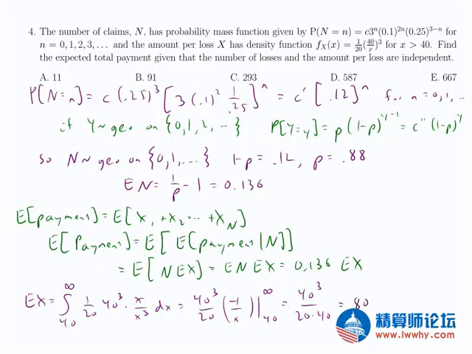So that means that my expected payment is going to be 0.136 times 80. And so when I multiply this by 80, I end up getting 10.9. So I get answer choice A.